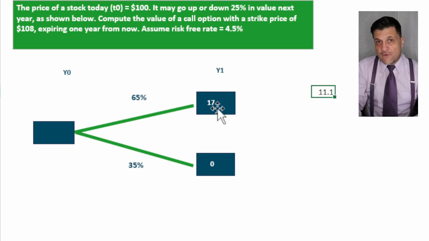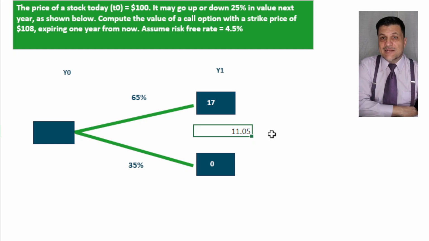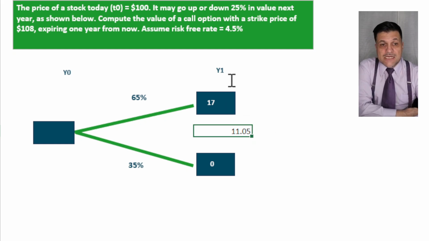Because look, how do I solve this problem, the value of the call option at year one? 17 times 65% plus 0 times 35%. That's 11.1. There you go, or 11.05. Then, is that the price of the option? Yeah, that's the price of the option in year one.